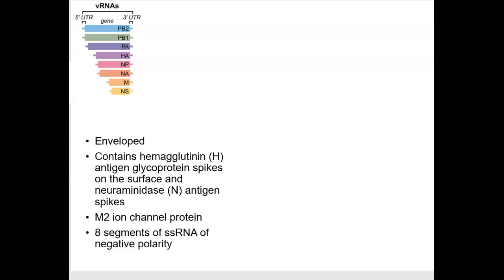Okay, so this is the second part of the influenza lecture. So we need to talk about the genome structure and the structure of the virus. So first up, if we look at the genome structure, remember that it's an RNA virus, it's negative sense, and it is segmented. Those are the key points.